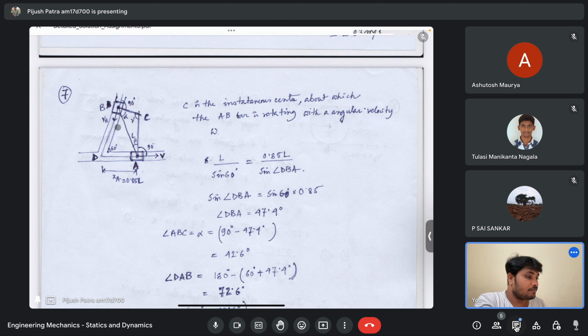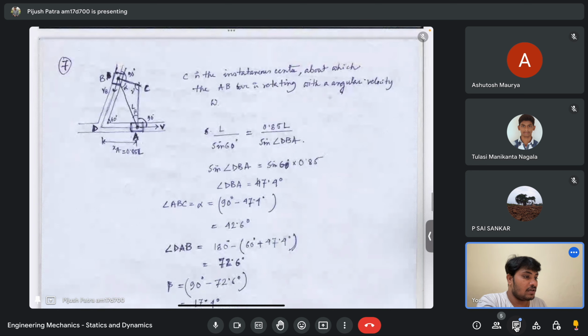So this angle will be equal to 47.4 degrees, because I know that this included angle is 60, and I know XA is 0.85 L. So that angle is 60 and this total angle is 90 degrees. So what is alpha? 90 minus that angle dBA. What is then ABC? ABC is 90 minus that, which is alpha, is 42.6.